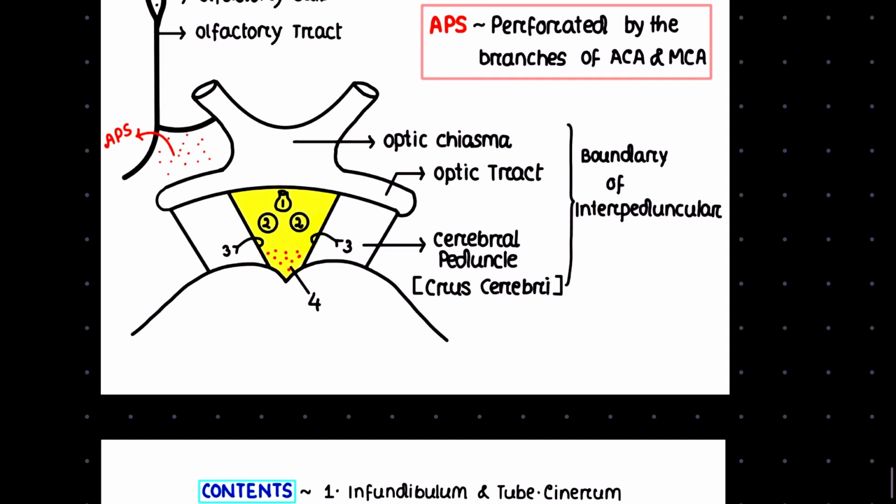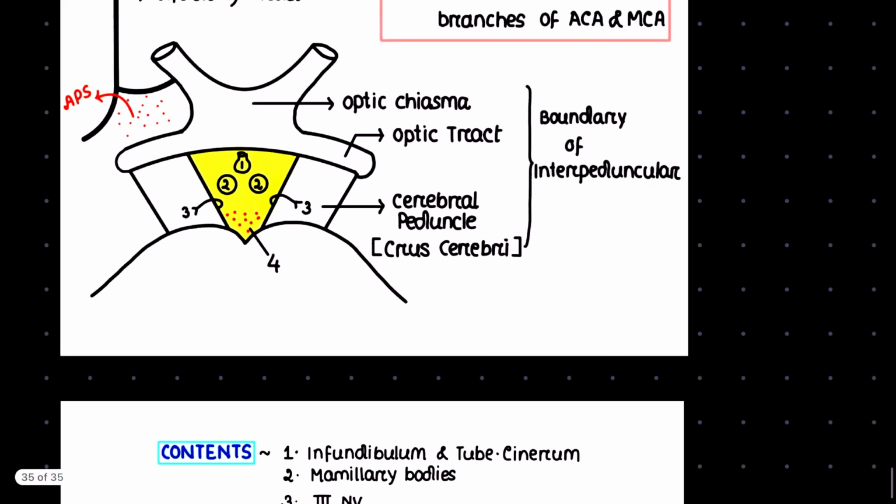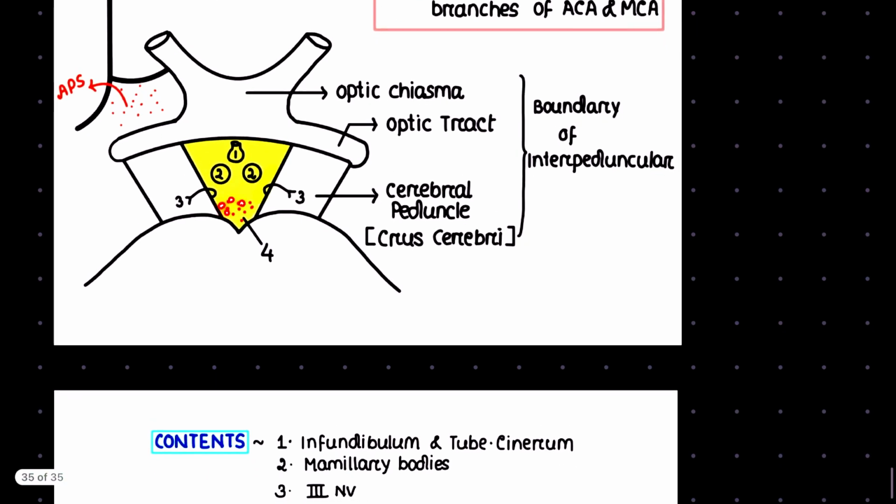Now, I have already said that above the interpeduncular fossa we have the optic chiasma, and a bit laterally we have the optic tract also. Talking about the contents, this is the infundibulum, and these are the mammillary bodies. An important thing I would like to add is the red dotted areas, which are the posterior perforating substance, an important content of our interpeduncular fossa.